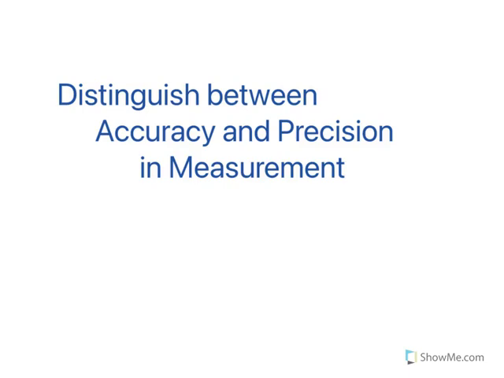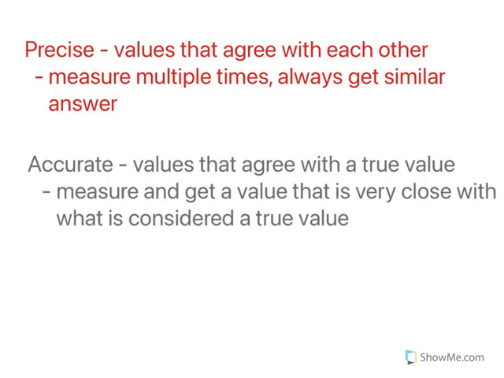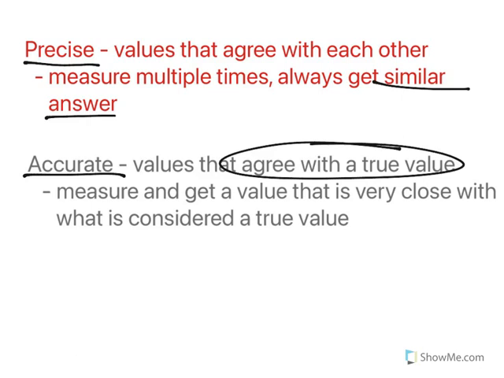Let's talk about and distinguish between accuracy and precision in measurement. I think it's first important that we identify these words. For something to be precise, it means that the values that we are measuring agree with each other. Let's say we measure something multiple times, and every time we get a very similar answer. That's precise, right? Because it's all basically the same. Now, accurate, on the other hand, is when whatever we measure agrees with the true value. So you measure and you get a value that is very close to what's considered a true value.